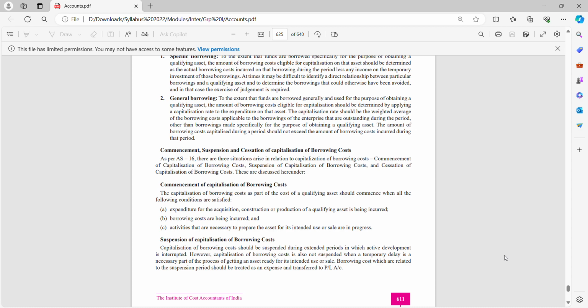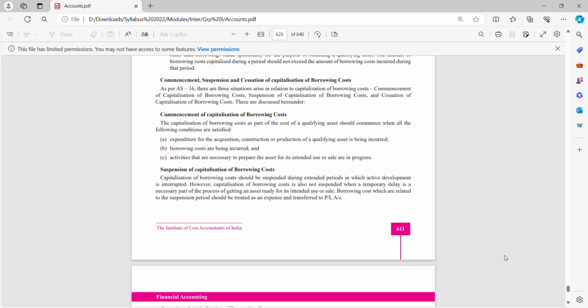So expenditure for acquisition, construction, or production of a qualifying asset is being incurred. So at that time, it is commencement of capitalization of borrowing cost. Borrowing costs are being incurred, and activities that are necessary to prepare the asset for its intended use or sale are in progress. Suspension of capitalization of borrowing cost. Capitalization of borrowing cost should be suspended during extended period in which active development is interrupted. However, capitalization of borrowing cost is not suspended when a temporary delay is a necessary part of the process of getting an asset ready for its intended use or sale.